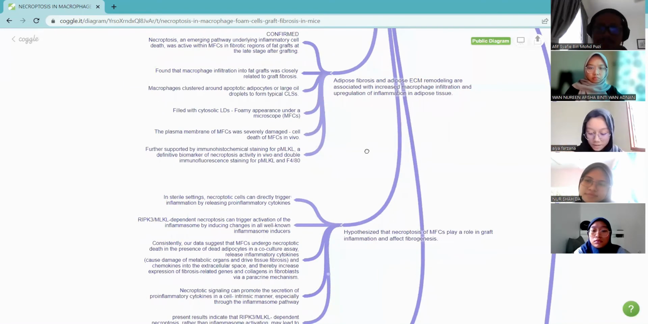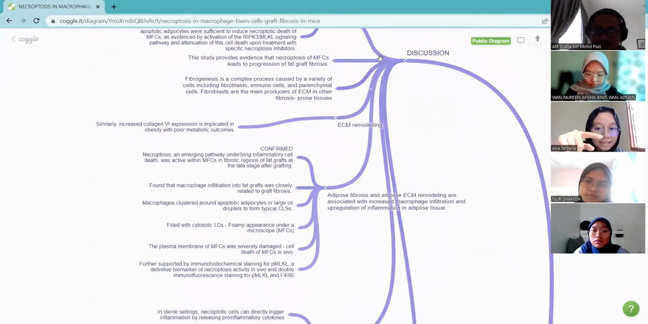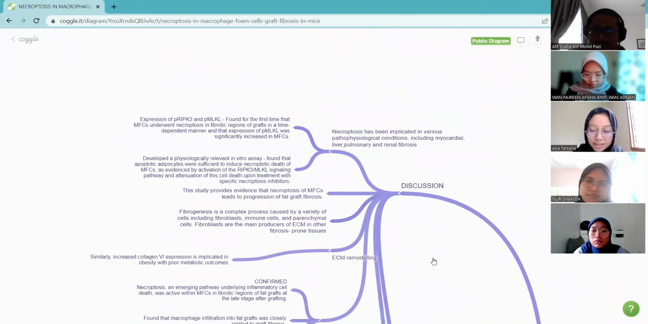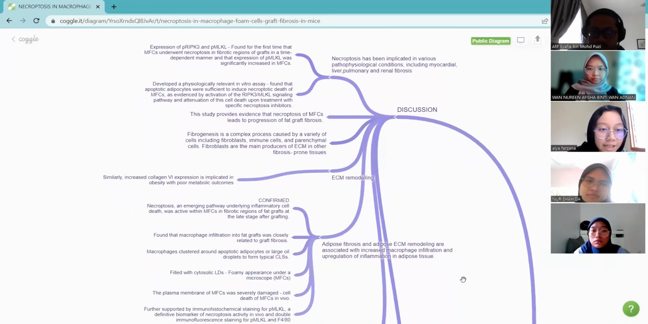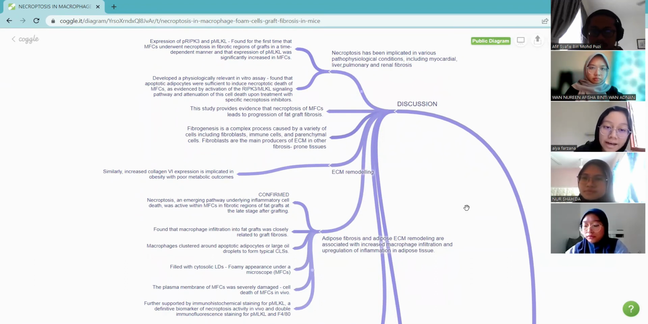And next, necroptosis has been implicated in various pathological conditions, including myocardial, liver, pulmonary, and renal fibrosis. They found for the first time that MHCs underwent necroptosis in fibrotic regions of the graft in a time-dependent manner, and the expression of pMLKL was significantly increased in MHCs. They also developed a physiologically relevant in vitro assay that found that apoptotic adipocytes were sufficient to induce necroptosis death of MHCs, as evidenced by activation of the RIPK1 and MLKL signaling pathway, and this cell death was attenuated by treatment with specific necroptosis inhibitors.